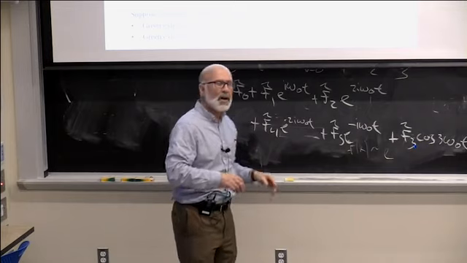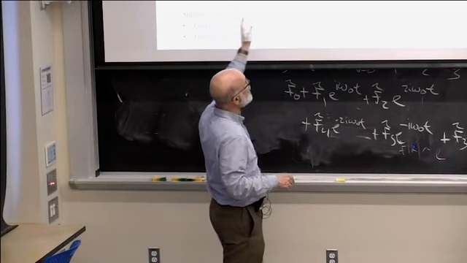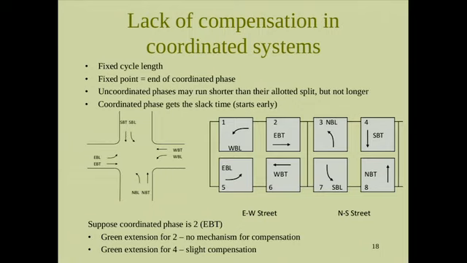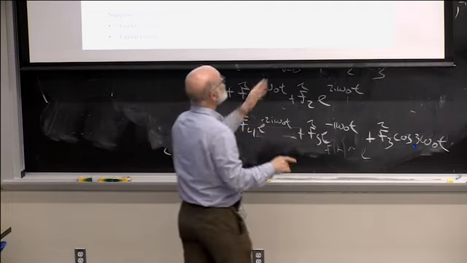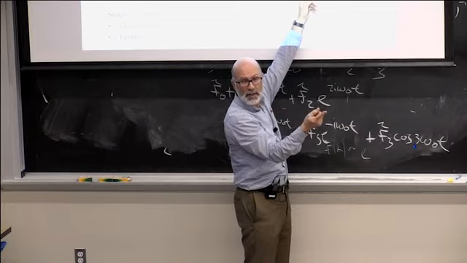So this could be fully actuated, but when I say it's coordinated, what I mean is phases 2 and 6, those are the coordinated phases. And the cycle goes from the end of 2 and 6 until the next end of 2 and 6. And that is a fixed amount of time. So if it's a 110-second cycle, it's always 110 seconds from this point till when it comes around again.